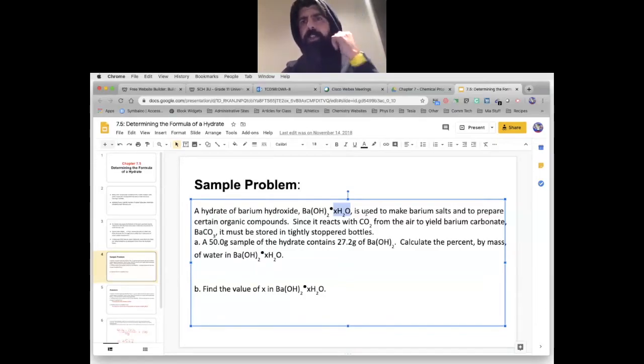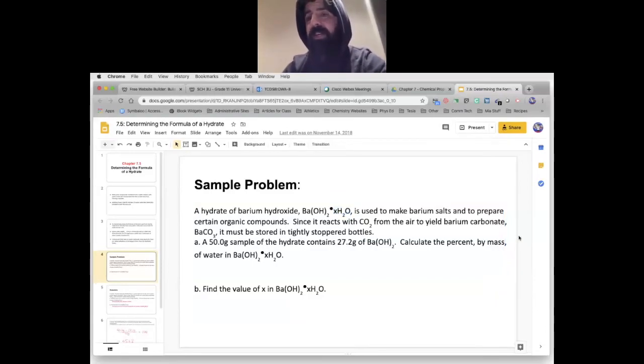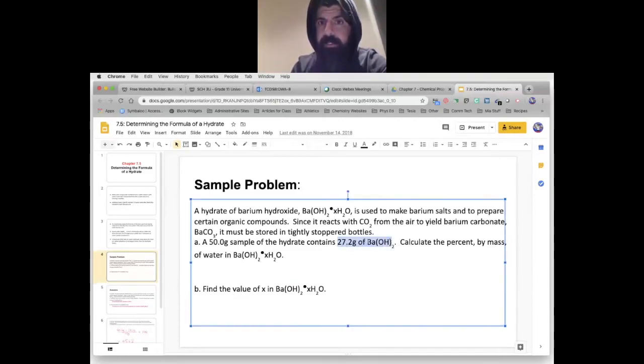It is used to make barium salts and to prepare certain organic compounds. Understand, sometimes there's a lot of wording in a sample problem just to give you a little bit of the chemistry behind it, and that's what this case happens to be. So what we have here is a 50-gram sample of the whole thing. That whole thing is 50 grams, okay? But now 27.2 grams of this 50 grams is barium hydroxide.